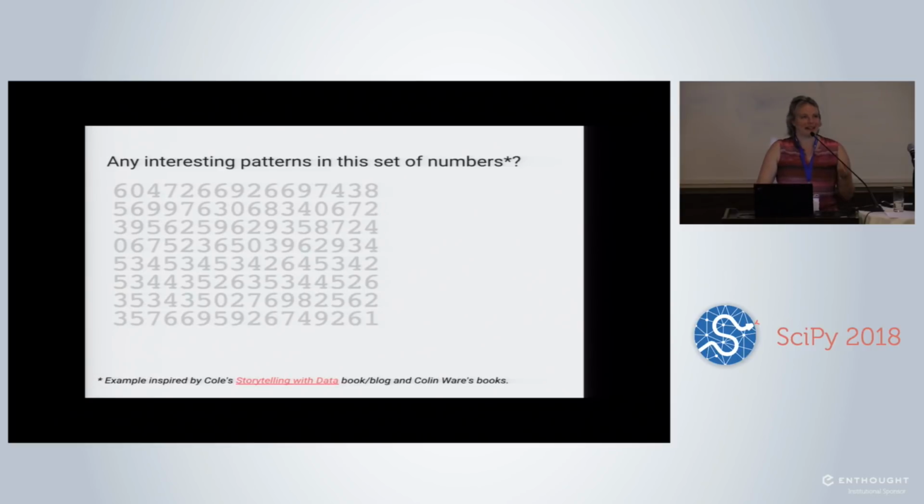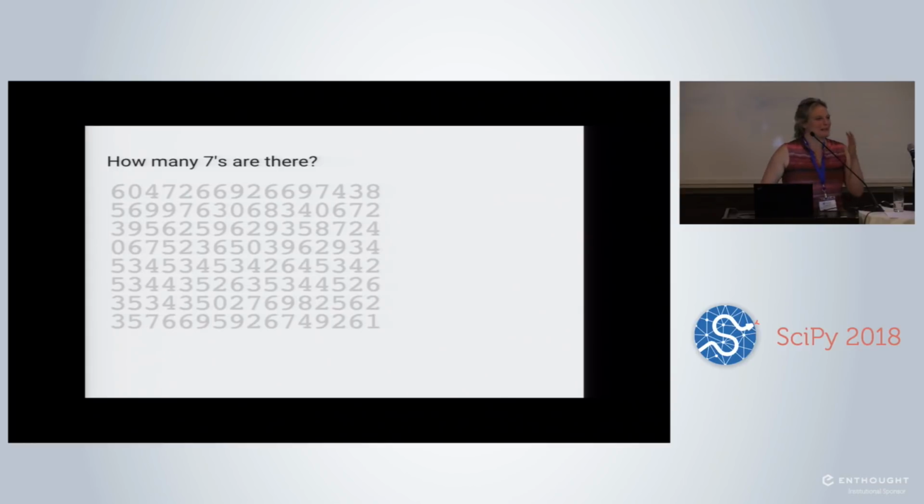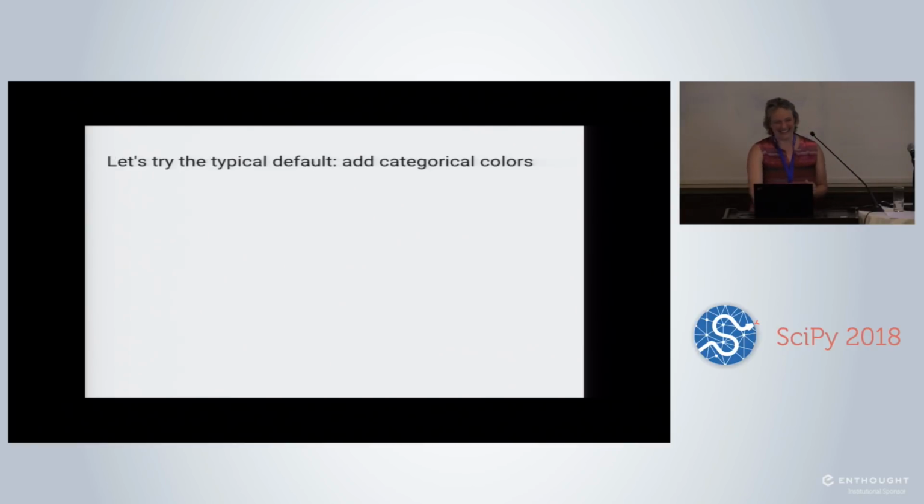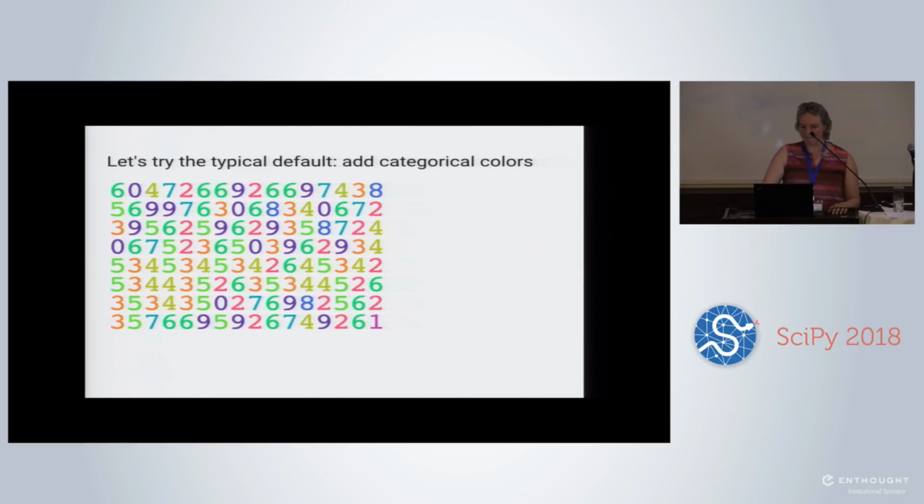And the best way to do this is with an example. So I'm wondering, do you see any interesting patterns in this set of numbers? And I can ask a more specific question. How many 7s are there? Does the answer just jump out at you? Let's try the typical default. This is what, if we have categories in our data and we throw a color on the categories, this is the type of thing that we normally get. Different colors for every category. It's easy now, right?